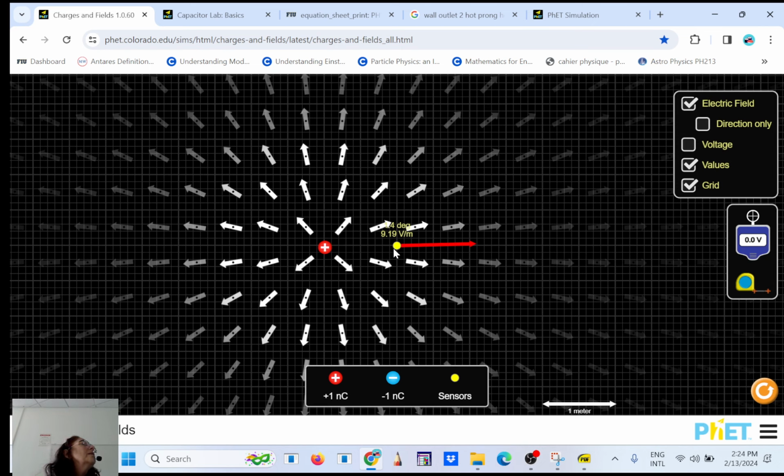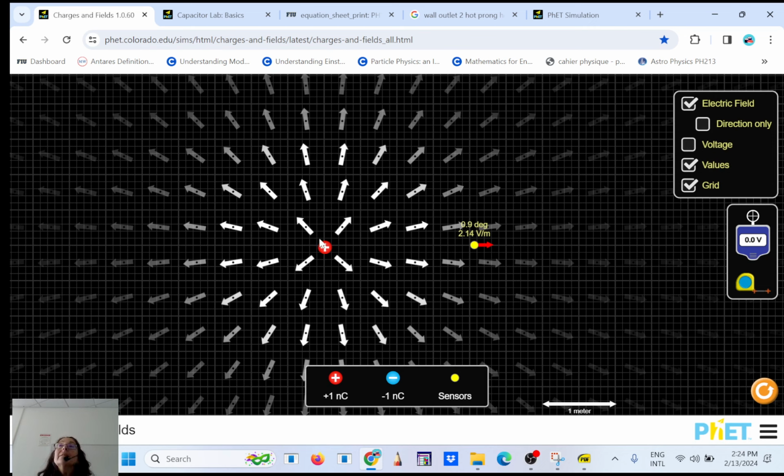9 divided by 4. 9 divided by 2 is 4.5, no, 2.25. Okay, let's see. So this is one distance. Here, you see it's about 2.25 here, right? It's about half. Okay, is that clear?